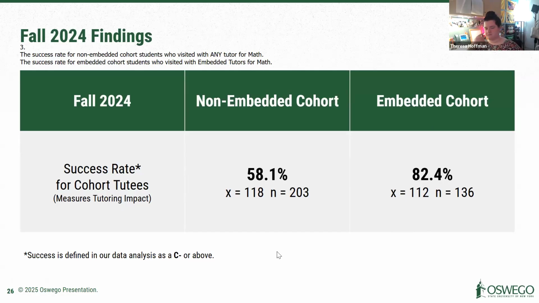Do keep in mind that this is a small-ish sample size. So we're really hoping to see more of our drastic results happening over time throughout the course of the grant. But it is great to have promising preliminary data anyway.